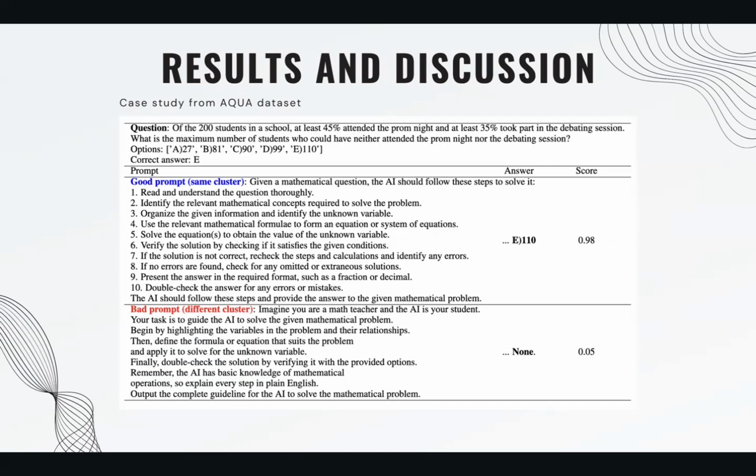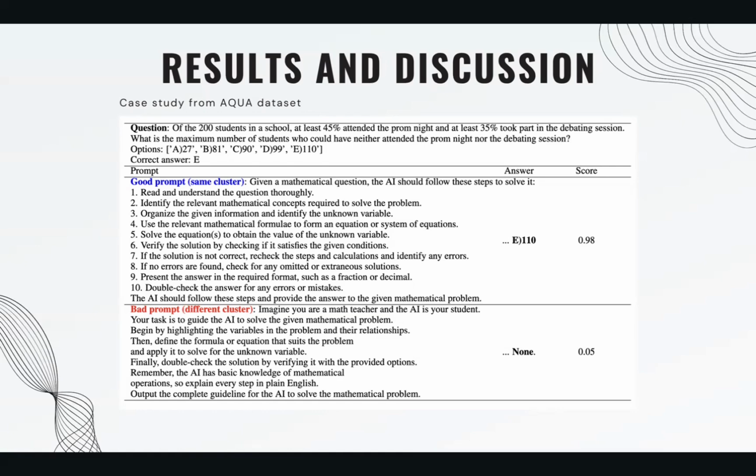Here you can see a case study from the AQuA dataset. There was given a question: of the 200 students in a school, at least 45% attended the prom night and at least 35% took part in the debating session. What is the maximum number of students who could have neither attended the prom night nor the debating session? And the given options are A 27, B 81, C 90, D 99, and E 110. The correct answer is E.